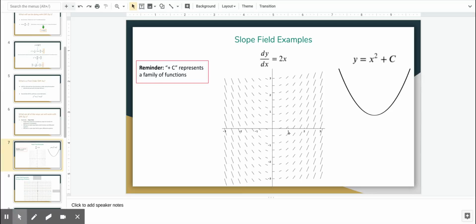If you were to move to something like 1, 0, well, at 1, 0, which is pretty close to this point right here, this little slope line, the slope should be 2 times your x value, which is 1 or 2. So your slope should be 2. If you were to look at this little line segment that I've circled, that line has a slope of 2, right? Rise over run. And so you would just go along every single xy coordinate, figure out the individual slope, and just draw a little line segment that has that slope, and it starts to create this slope field.